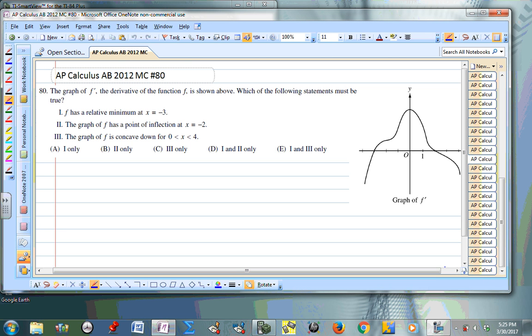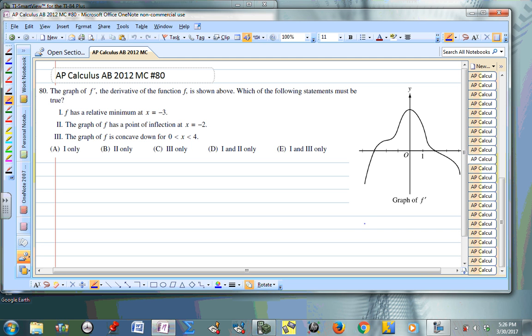Here in problem number 80, we're given a graph of a function f prime, the derivative of f, and we're asked a bunch of questions about f. So keep in mind, whenever you're given a graph of one function and you're asked about another, it's a good idea to make some notes before we even start the problem.